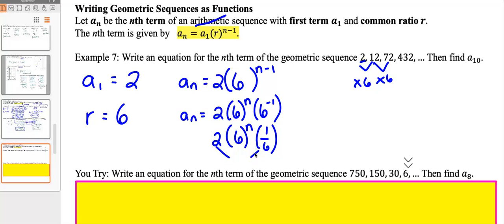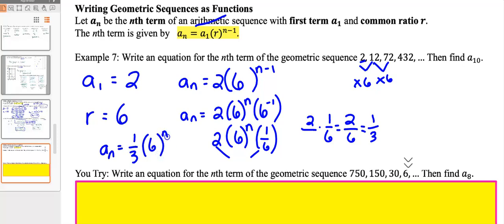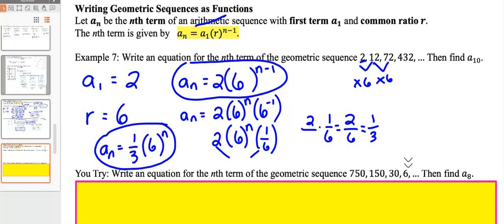The last thing we can do is simplify these two. And so if you multiply them, you would have 2 times 1/6. So let me do that. 2 times 1/6, which would be 2/6, which reduces to 1/3. Okay, so then this final answer, if you simplified it, would be a sub n equals 1/3 times 6 to the n. Now again, this would be acceptable to leave it. You could also possibly see that on a multiple choice test. It's kind of up to you guys.